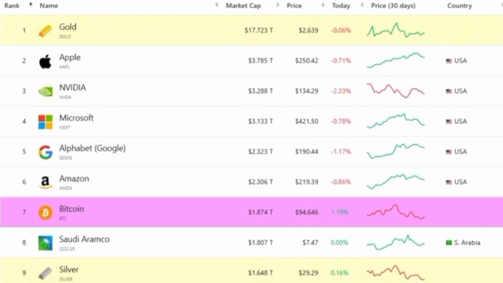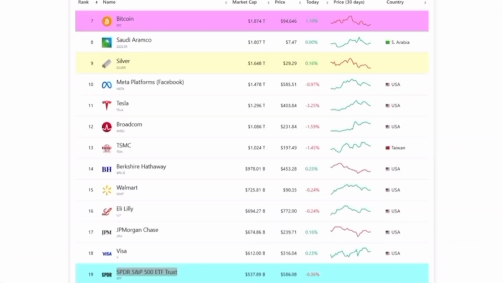We can see here how many things that Bitcoin is already ahead of, how many assets. We can see here silver, Meta, Saudi Aramco. There's actually the S&P 500 here as well. Bitcoin is worth more than the S&P 500 Trust, the SPY. This is one of the biggest ETFs in the world.